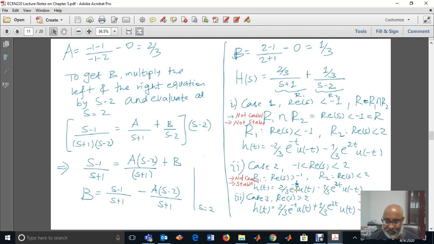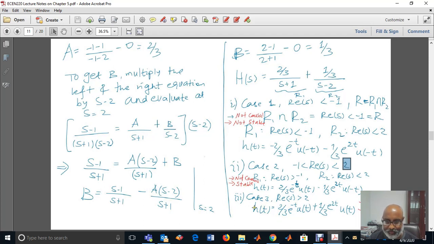Now, is this system causal? No, it's non-causal. Why? Because I still have u(-t), which makes h(t) different from 0 for t less than 0. Is this system stable? Yes, it is stable. Why? Because the region of convergence is between -1 and 2, which includes the j omega axis, real of s equal to sigma equal to 0. So the system is stable and non-causal.